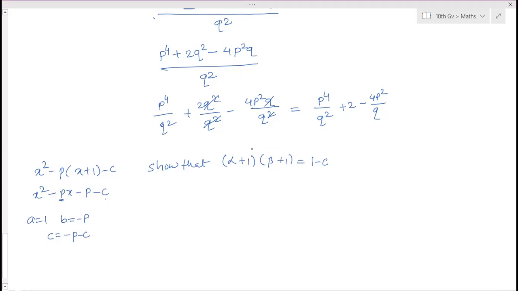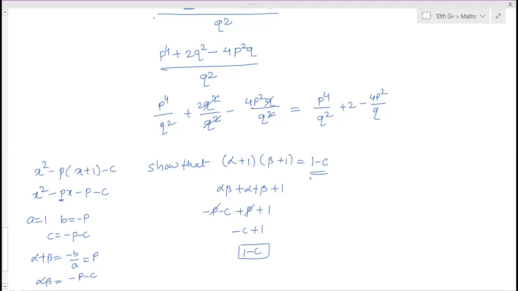So you have to find out this value. Multiply inside: alpha beta plus alpha plus beta plus 1. What is the value of alpha plus beta? Minus b by a, that is p. And alpha beta is equal to minus p minus c by 1. So substitute these values: minus p minus c plus p plus 1. P minus p cancel. Minus c plus 1, that is 1 minus c. So 1 mark.